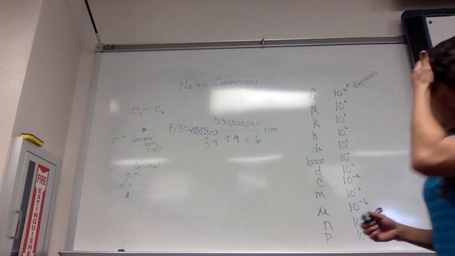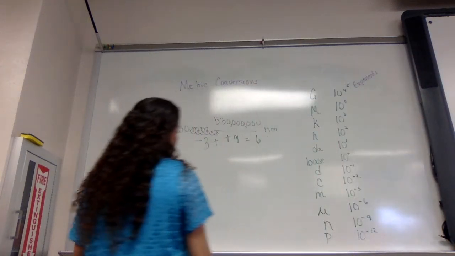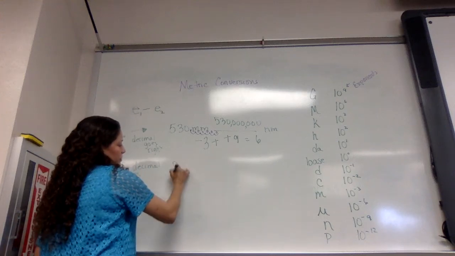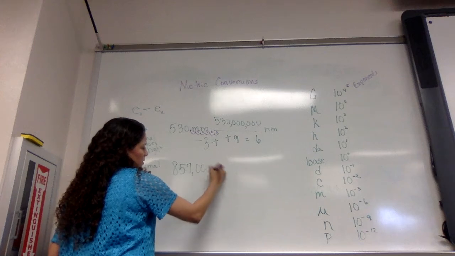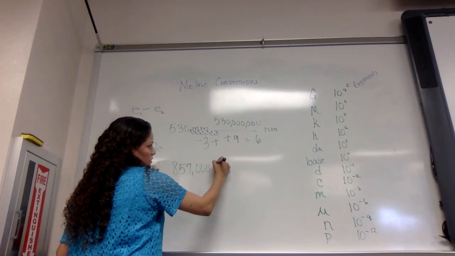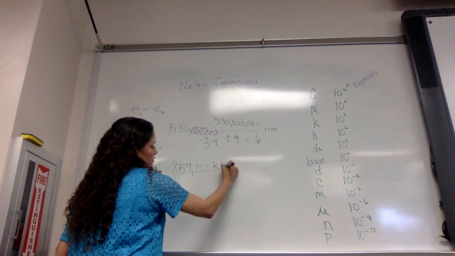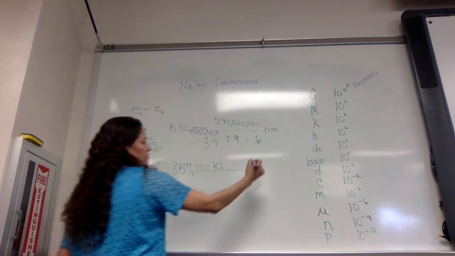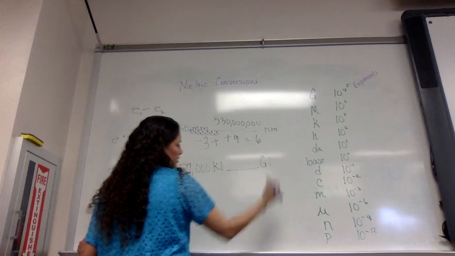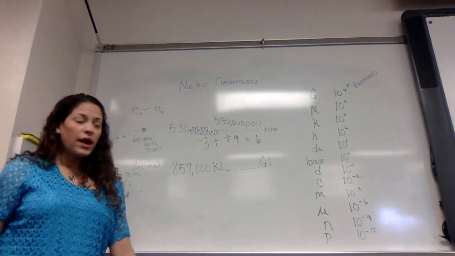And so let's say I have 857,000 kiloliters, and I want to go up to a gigaliter. Okay, same thing.